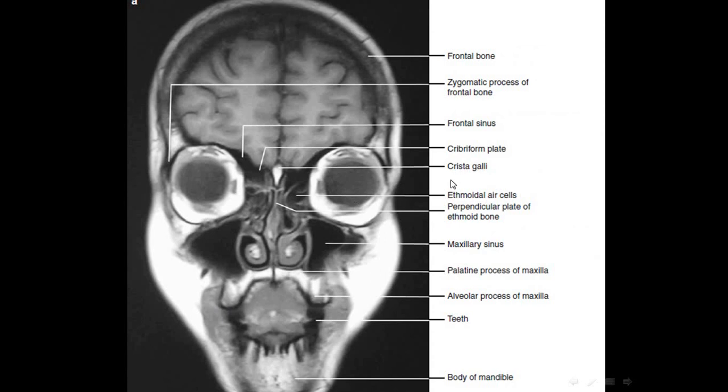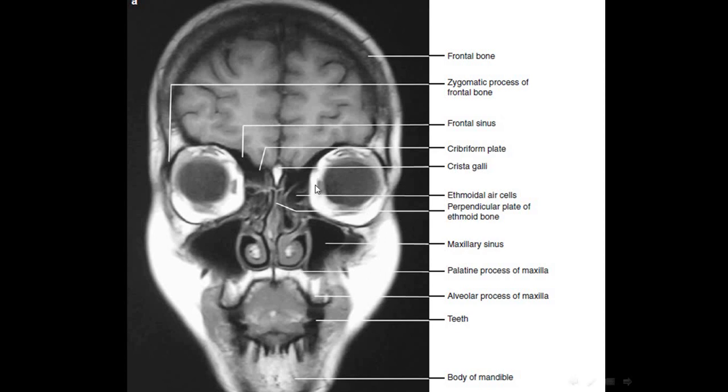This is a coronal section. Here we can see the zygomatic process of the frontal bone. The frontal bone, because this is a more anterior section. Crista galli, if you notice here, the cortex is dark and the bone marrow is bright. So be sure that you do not confuse these structures, like the fat of the bone marrow, with the other fatty structures of the body.